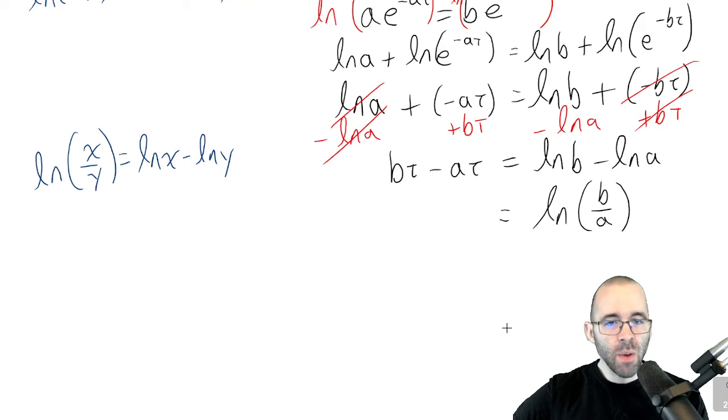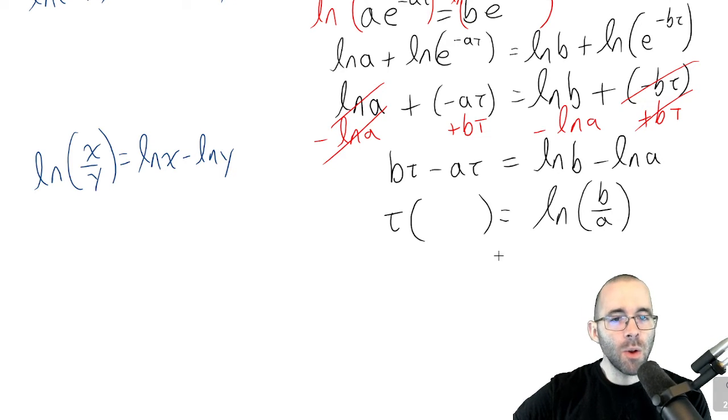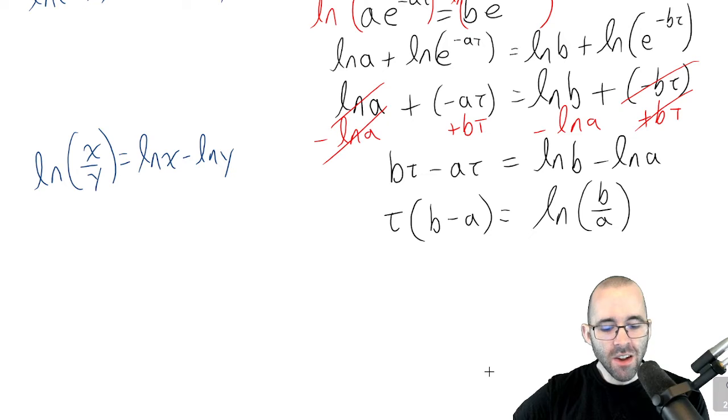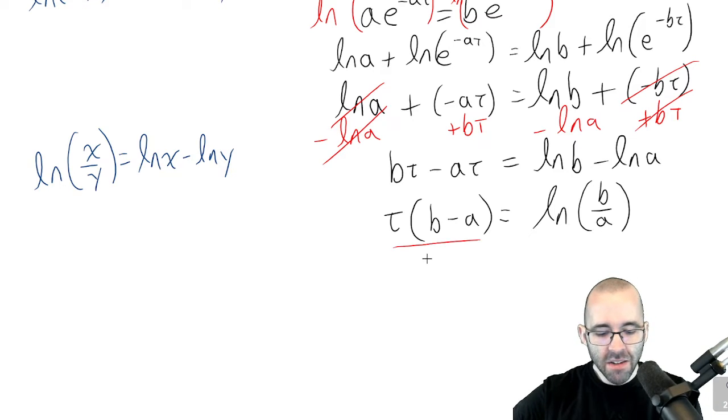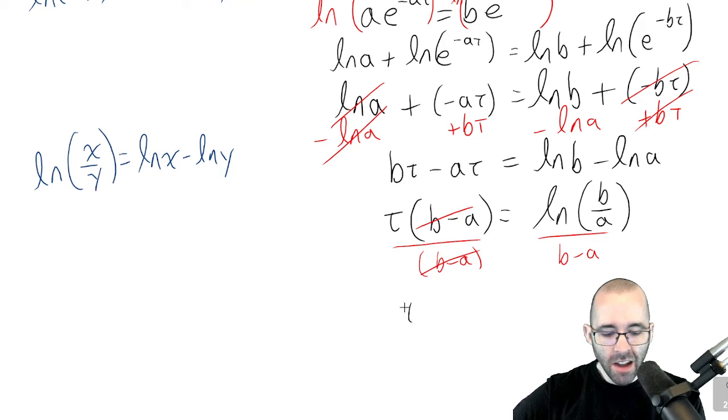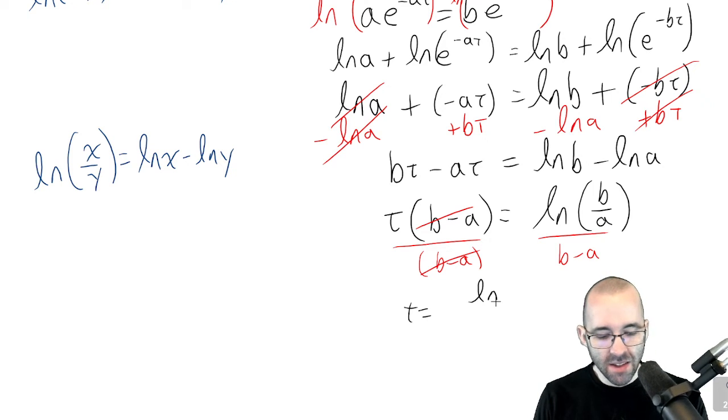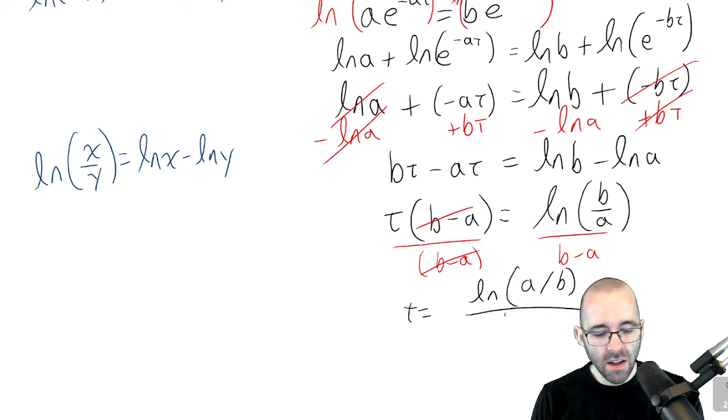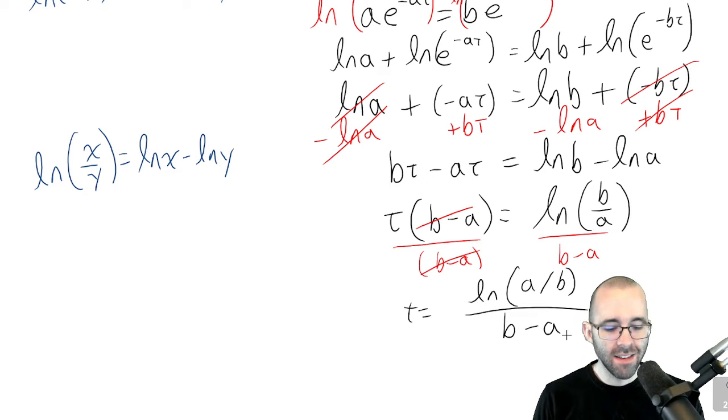On the left-hand side, we want t by itself. Let's factor a t out. What do we get? b minus a. Now we can solve for t by dividing both sides by b minus a. And lo and behold, we get that there's a maximum when t is the natural log of a divided by b, all over b minus a.